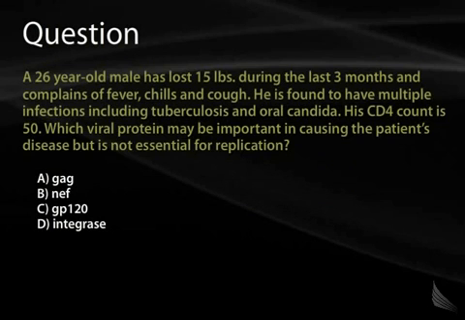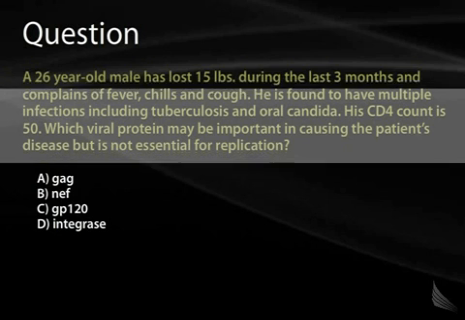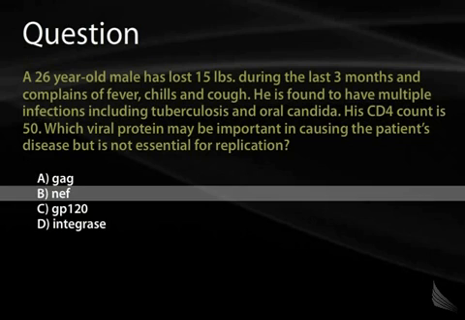Next question. A 26-year-old male has lost 15 pounds during the last 3 months and complains of fever, chills, cough. He's found to have multiple infections including tuberculosis, oral candida. His CD4 count is 50. Which viral protein may be important in causing the patient's disease, but not essential for replication? So we think about genes that are essential for replication. You think about GAG, you think about GP120, and you think about integrase. Without those, they're not going to be able to replicate. NEF is not essential for replication, but is important in causing the disease.